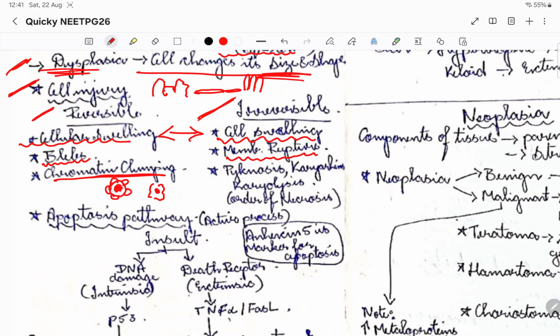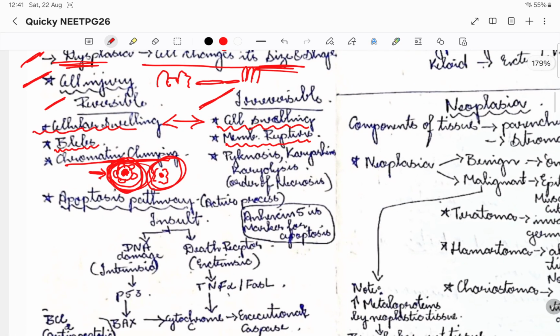Whereas in reversible it forms into this form, and if the force or the substance that was causing the injury is removed, then it might go back to normalcy. That is why it is reversible. So this is the major difference between irreversible and reversible. Please remember this in your mind.